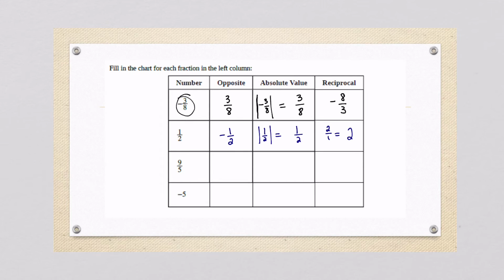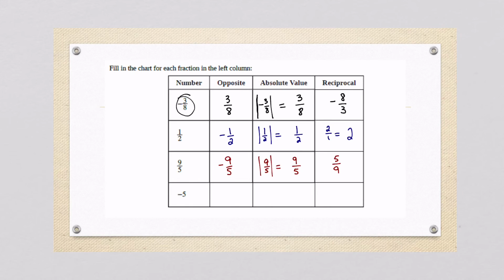Okay, so let's look at 9/5. The opposite of 9/5 is negative 9/5. The absolute value of 9/5 is how far 9/5 is from 0, and that is just 9/5. And the reciprocal of 9/5 is 5/9. Just flip it over.